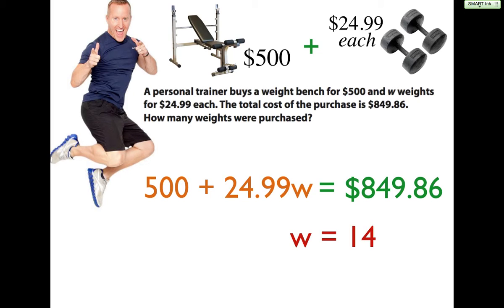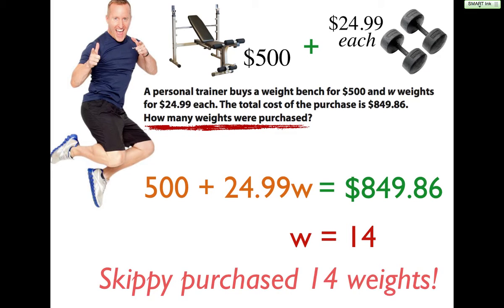All right. If you did it correctly, you should get 14. W equals 14. Now, we're not just going to stop right there because we need to go back to the question and realize that it's asking us how many weights were purchased. So we shouldn't just say 14 or even W equals 14. What should we do to answer this question? How many weights were purchased? We would say Skippy purchased 14 weights. Or we could say 14 weights were purchased. Make sure you write an intelligent sentence to answer this question.